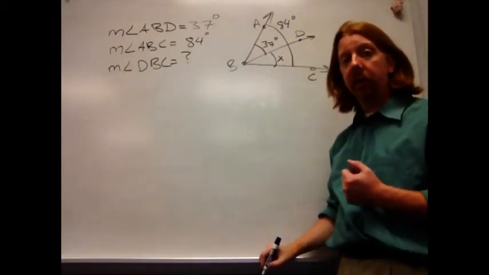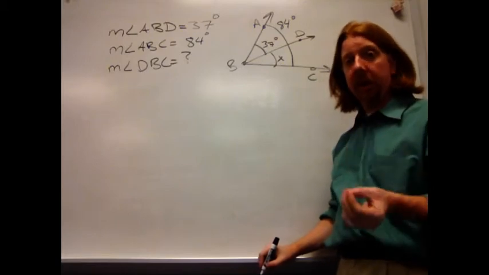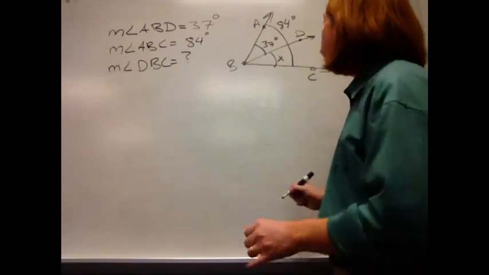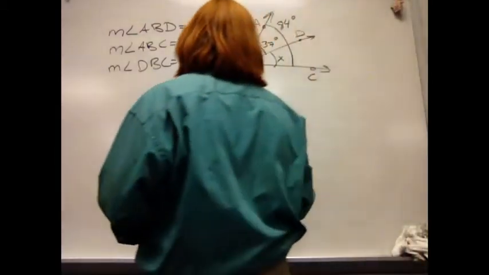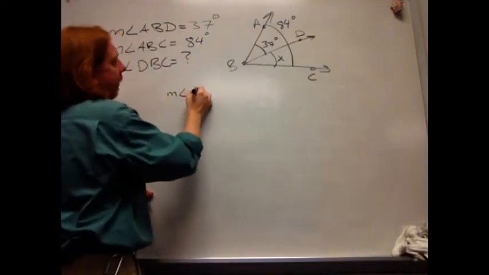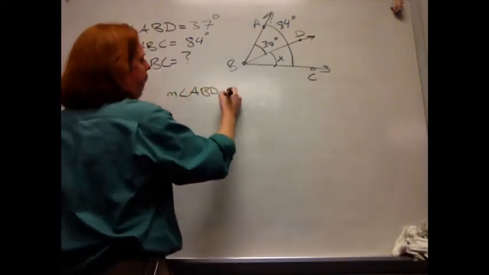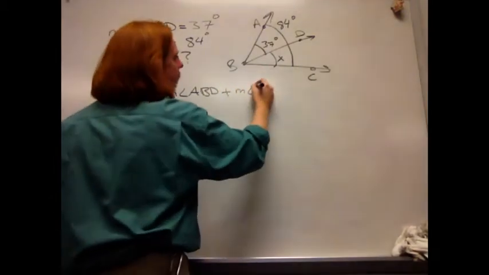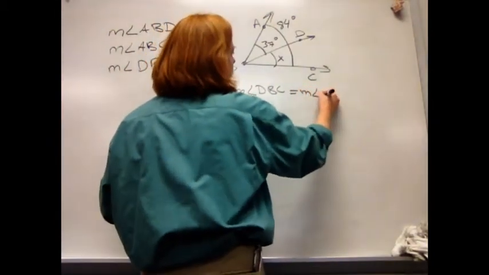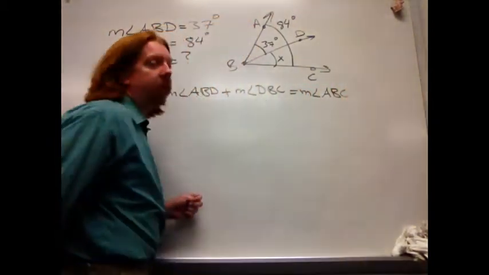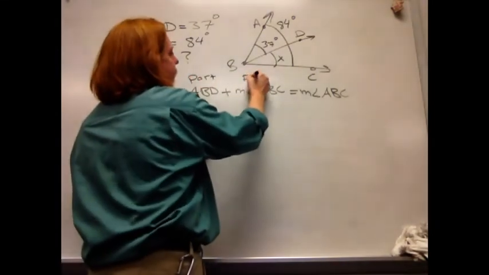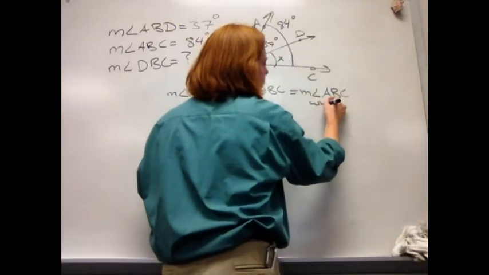Now I write an equation. All of our equations for these addition postulates are going to be written in the form part plus part equals whole. So, part, I want to write it all the way out first. So I'm going to write the measure of angle ABD, that's one part, plus the measure of angle DBC, that's the other part, equals the measure of angle ABC, that's the whole. Part plus part equals whole.